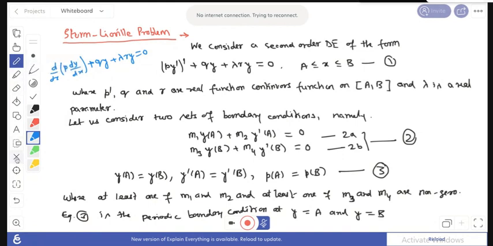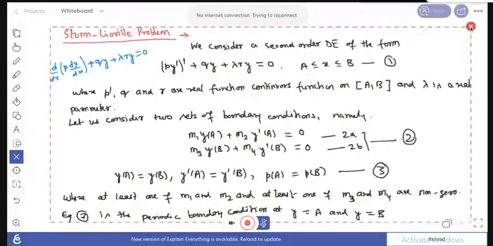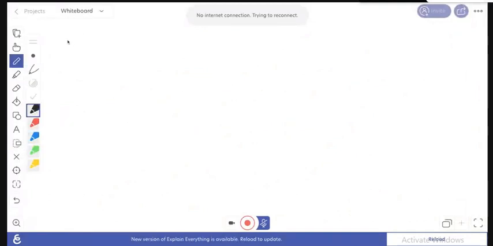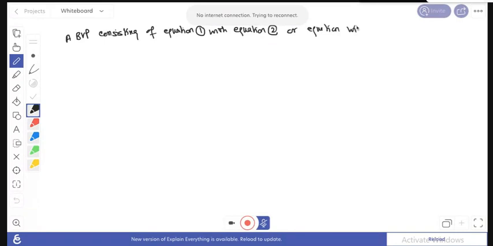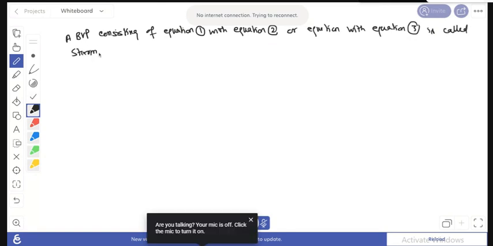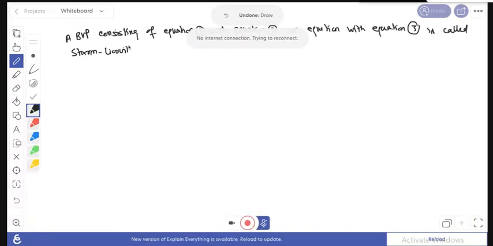Okay, so in the next page: a boundary value problem consisting of equation 1 with equation 2, or equation 1 with equation 3, is called a Sturm-Liouville's boundary value problem.